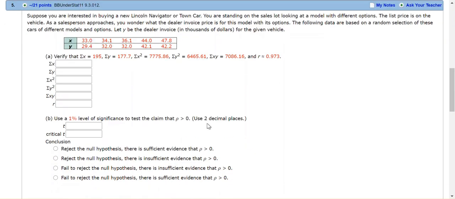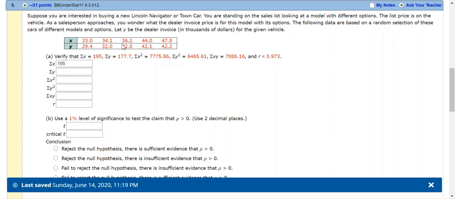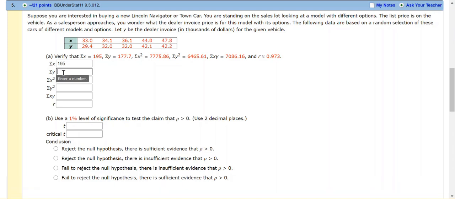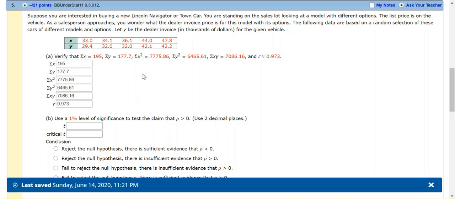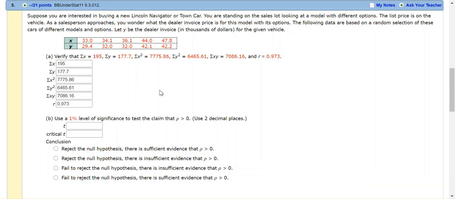Okay, so the first thing we're asked to do is verify these numbers. Once again, you should verify those numbers, but they are already here. So if I sum up 33, 34.1, 36.1, 44, and 47.8, I should get 195. And the same for 177.7. So you can verify those, but they indeed should be these numbers that are just up here.